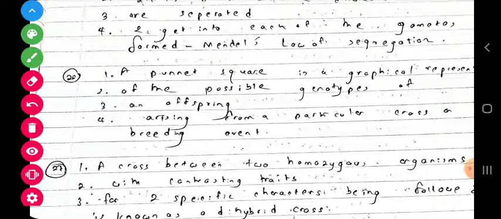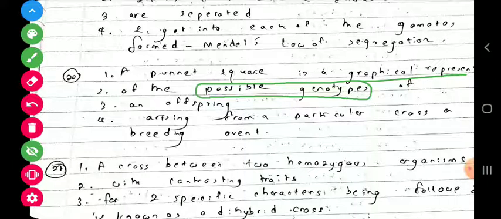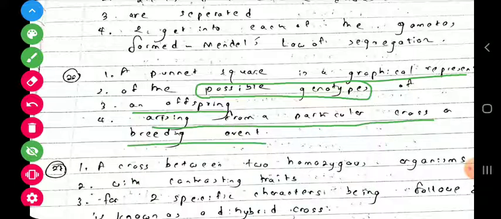A Punnett square is a graphical representation of what? Of the possible genotypes. It's a graphical representation of the possible genotypes of an offspring arising from a particular cross or a breeding event. Now you know what a Punnett square is. The Punnett square is a graphical representation of the possible genotypes of an offspring arising from a particular cross or a breeding event.